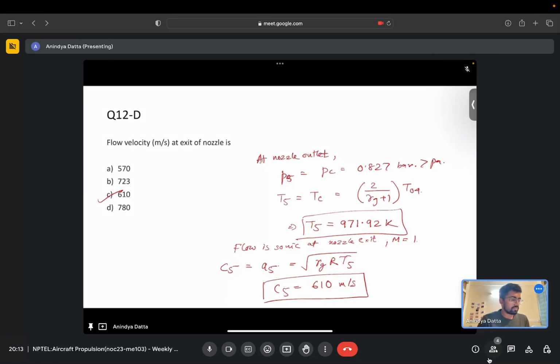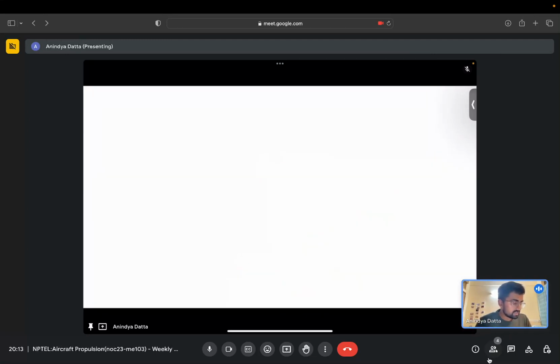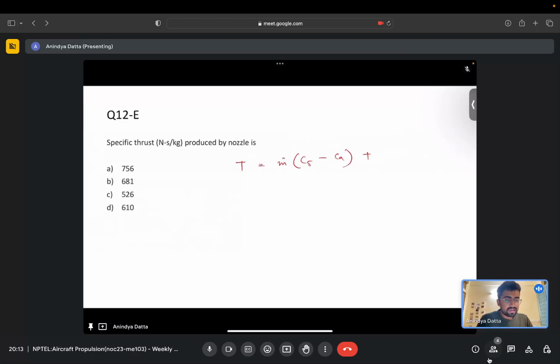All right, so the next part is specific thrust. Thrust is equal to m dot times (C5 minus Ca), the exit velocity minus the inlet velocity, plus the pressure thrust, because remember at the nozzle exit the pressure is higher than the ambient pressure, so we will also have the pressure thrust term here.